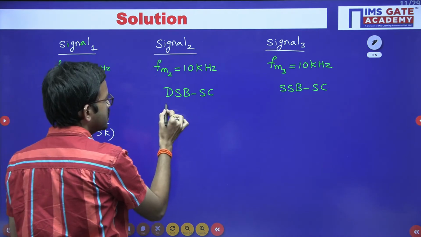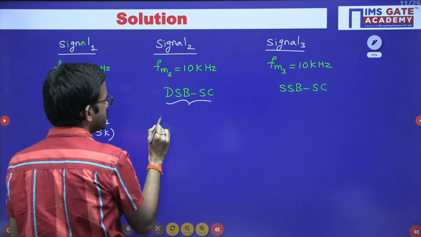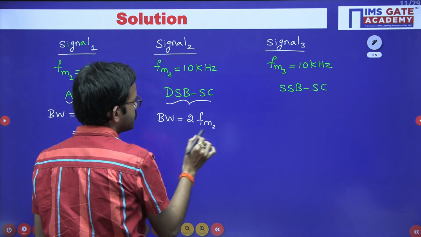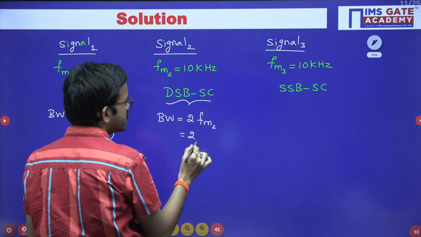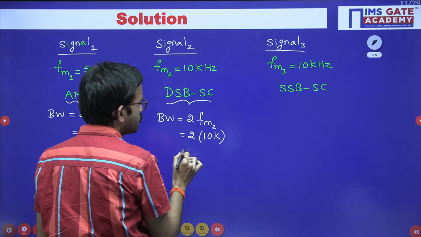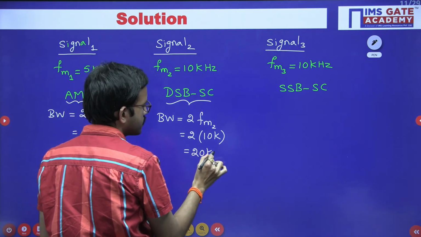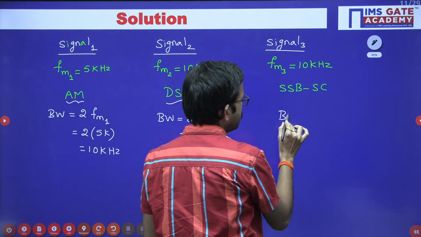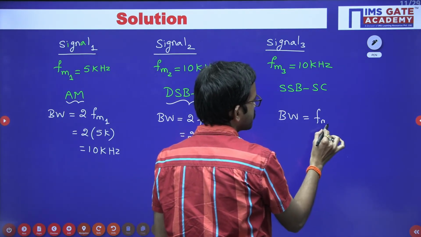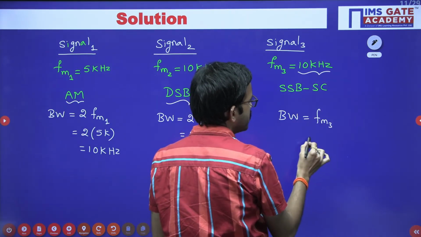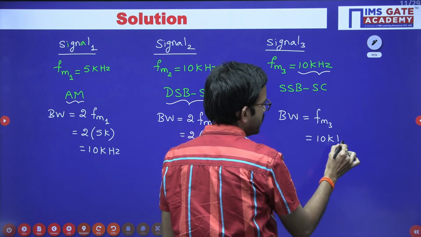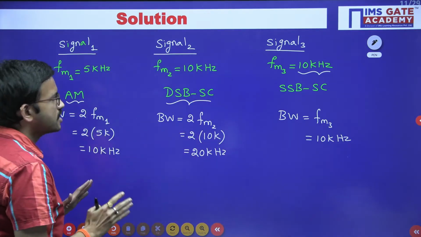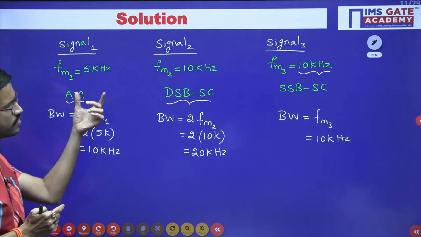Similarly, in DSBSC also bandwidth remains same. That is 2 times maximum frequency. But here maximum frequency value is different. 2 times maximum frequency is 10K. That means 20 kHz. Similarly, for SSBSC, the bandwidth is maximum frequency of the message signal. In this example, maximum frequency is 10K. So that means you will get 10 kHz. So we calculated with respect to the modulators given, the bandwidth required for every signal.